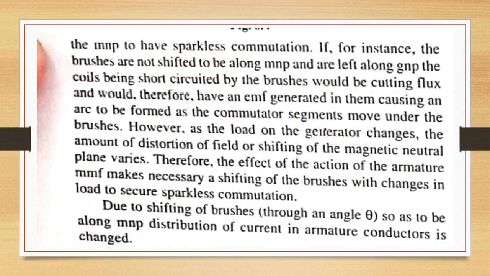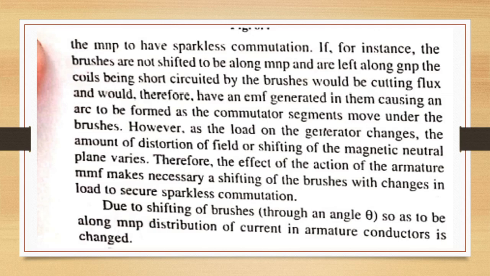For instance, if brushes are not shifted to be along MNP and they are left along GNP, coils will be short-circuited by the brushes and will be cutting the flux and therefore have an EMF generated in them, causing an arc to be formed as the commutator segments move under the brushes. However, as the load on the generator changes, the amount of distortion of field or shifting of the magnetic neutral plane will vary. Therefore, the effect of the action of the armature MMF makes necessary a shifting of the brushes with changes in load to secure sparkless commutation.